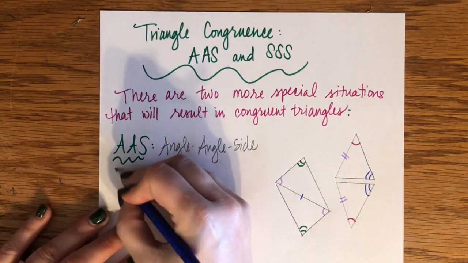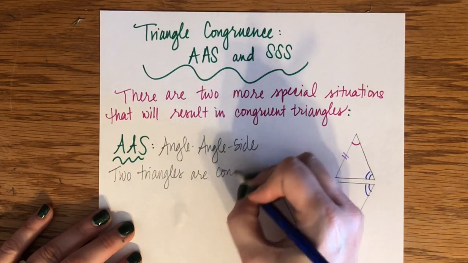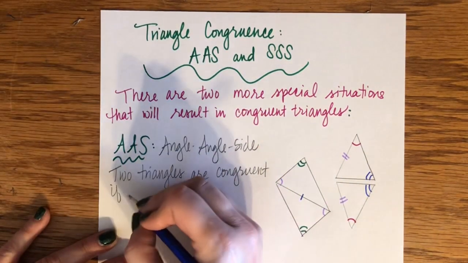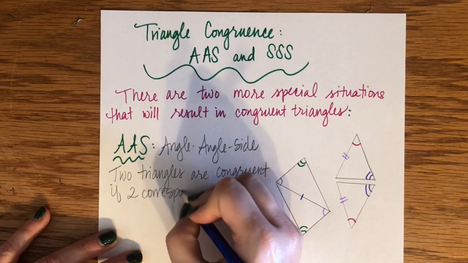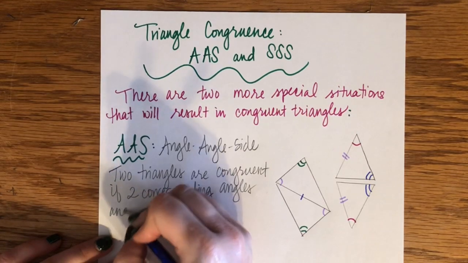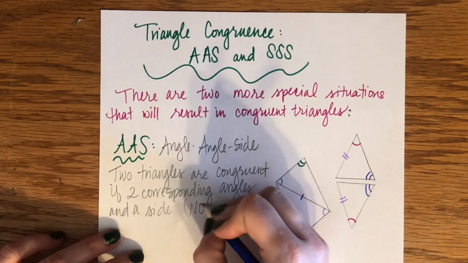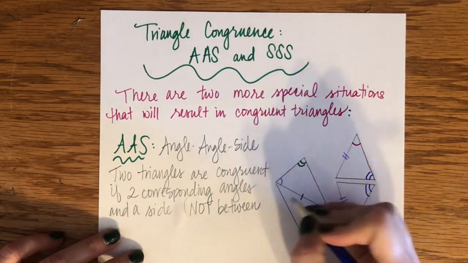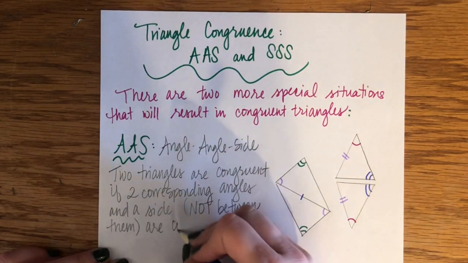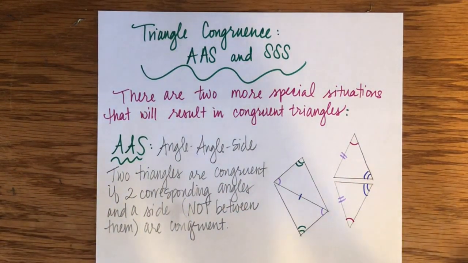So the definition of this one is: two triangles are congruent if two corresponding angles and a side, I'm going to put in parentheses here, not between them, are congruent. So again, we've got two angles, but the side will not be in between them.